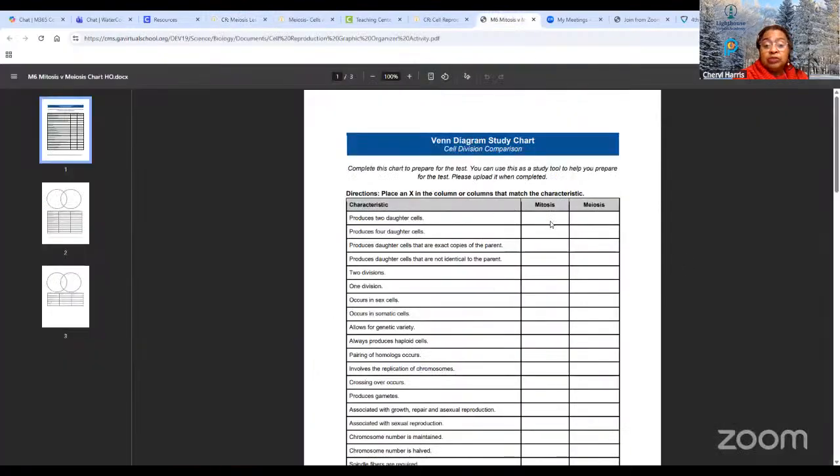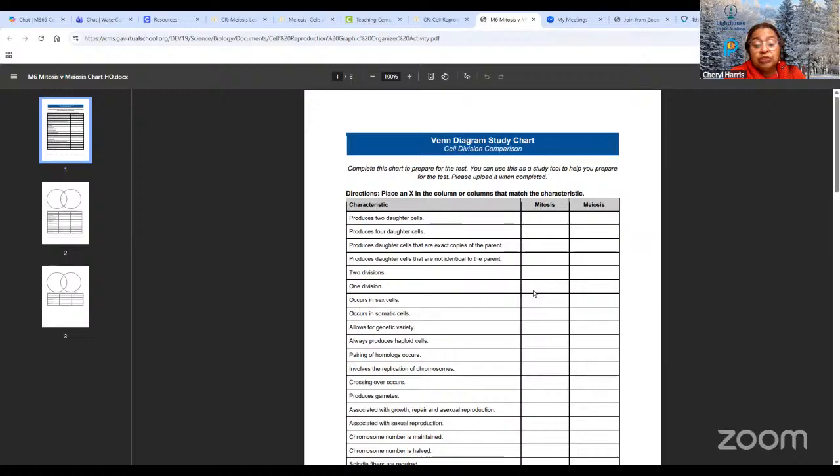All right, so we've answered those two. 2 daughter cells is mitosis. You should have an X there. 4 daughter cells, you should have an X on meiosis. Produces daughter cells that are exact copies of the parent. That's mitosis. I just showed you that. Produces daughter cells that are not identical, and that's meiosis. And again, I just showed you that, looking back at the diagram, because we had some variation. All right. Has 2 divisions. So meiosis has a meiosis 1 and meiosis 2. So that's where their X should go.